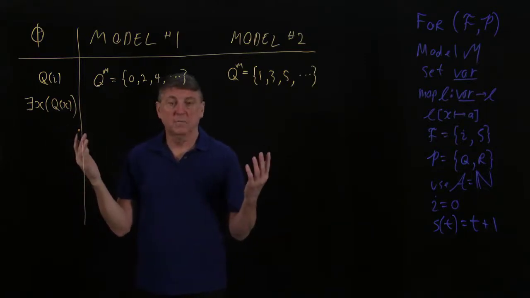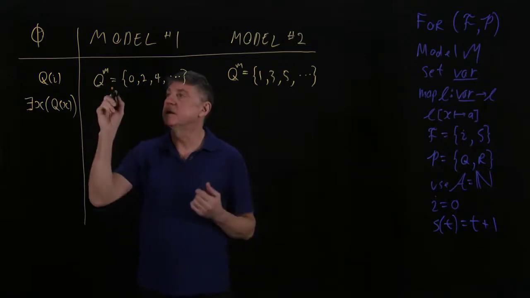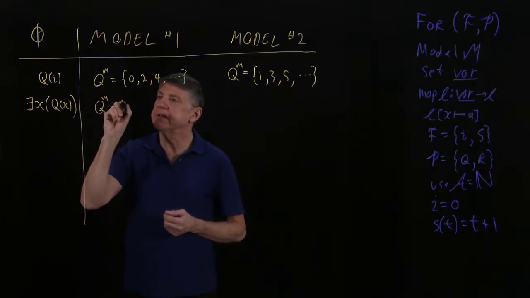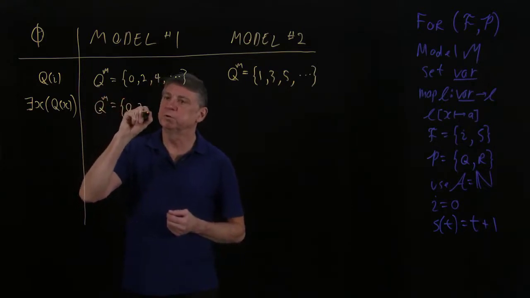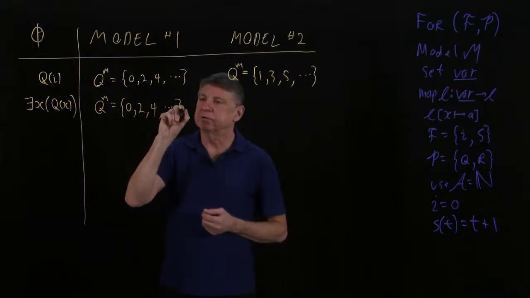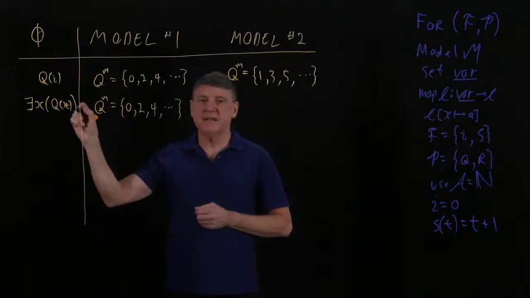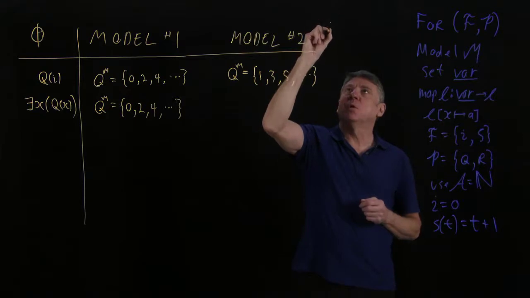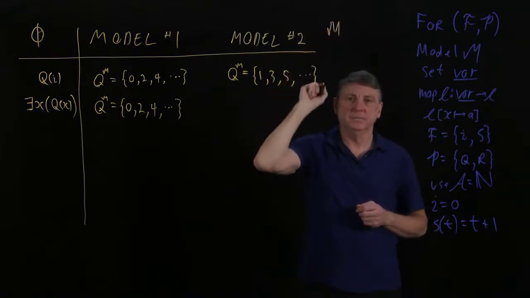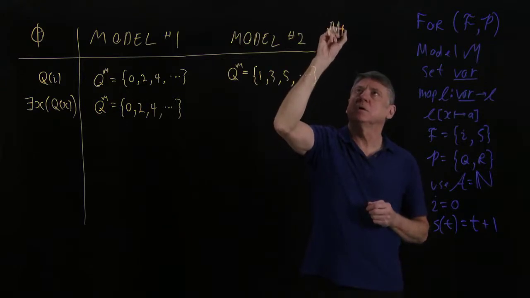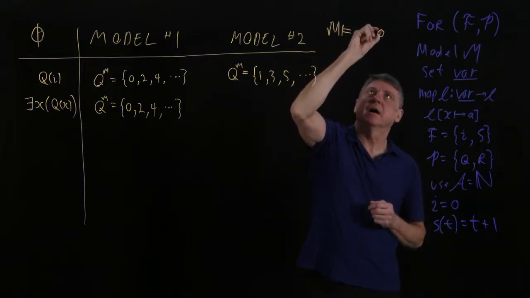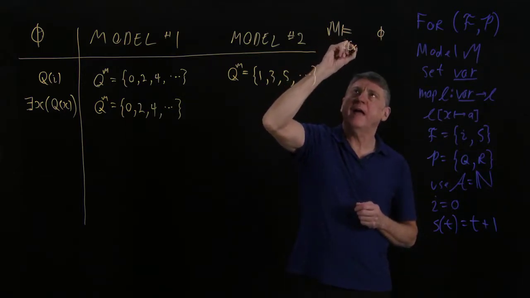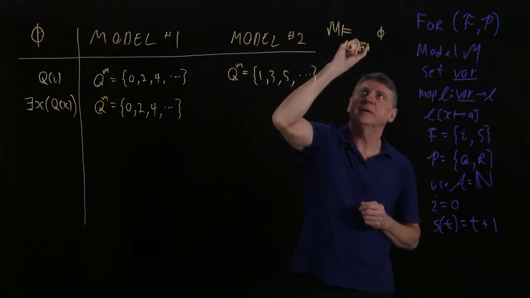Well, for a model in which that formula is satisfied, we could use the same predicate. So we could say that the predicate set will be 0, 2, 4, and so on. And certainly it's true that there exists an x. Let's be careful now. What we're saying is that the model satisfies a formula subject to a mapping of x to a concrete element.